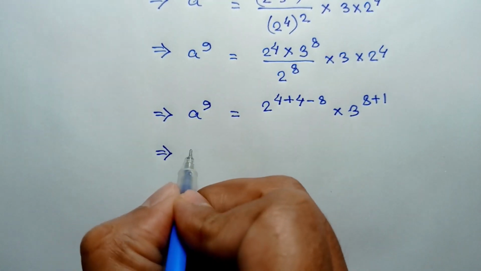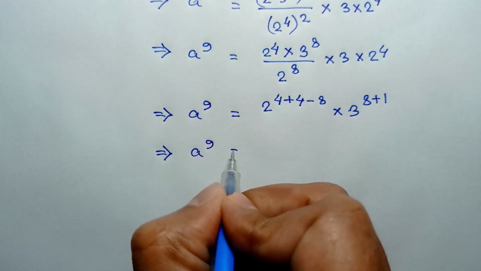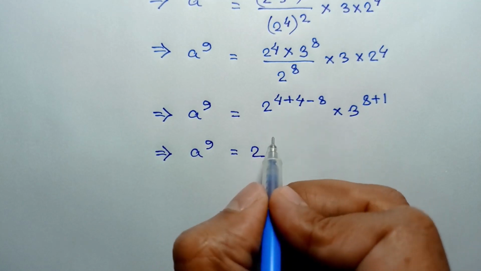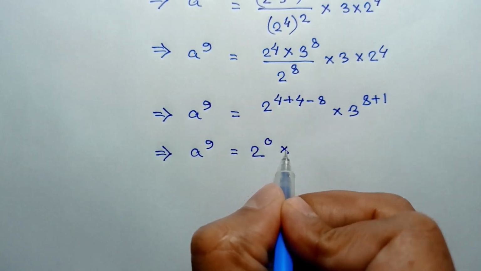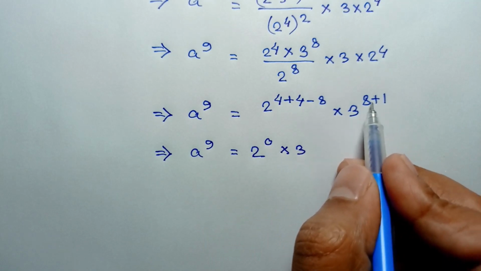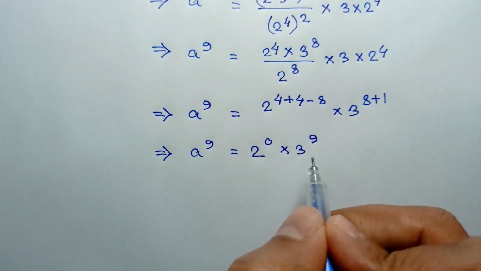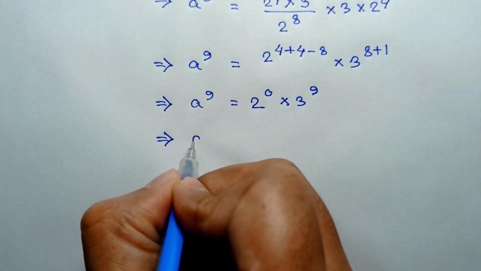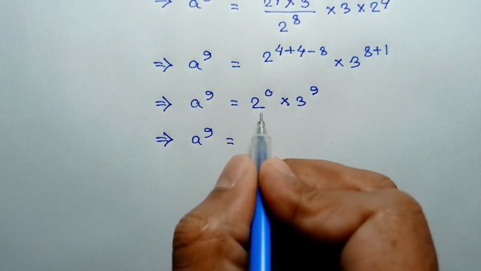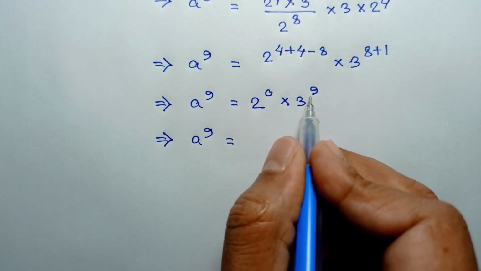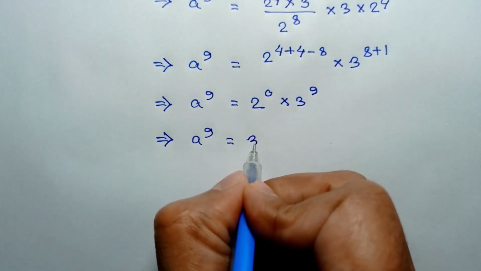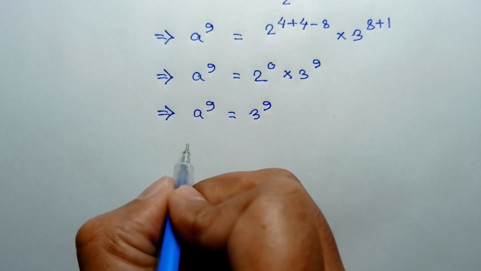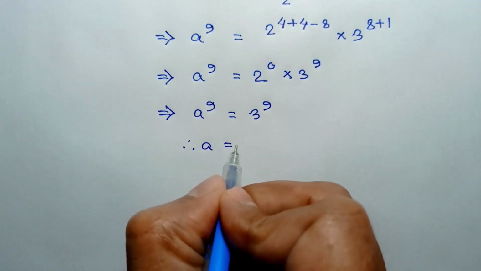So a to the power 9 is equal to 2 to the power 4 plus 4 is 8, minus 8 is 0, times 3 to the power 8 plus 1, which is 9. Or a to the power 9 is equal to 2 to the power 0, which is 1, times 3 to the power 9, which is 3 to the power 9. Now comparing both sides, we have the value of a is equal to 3.